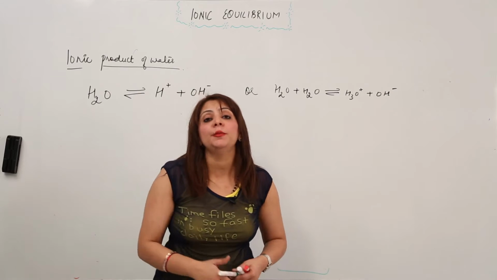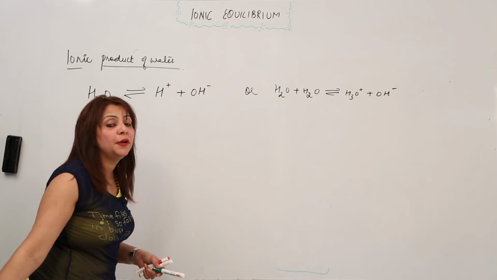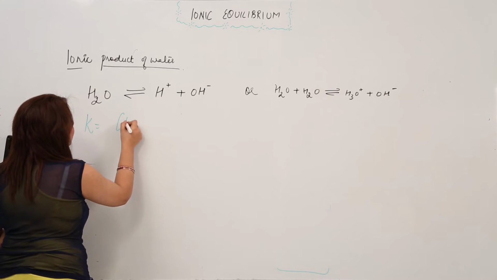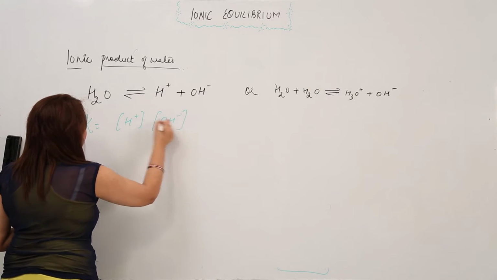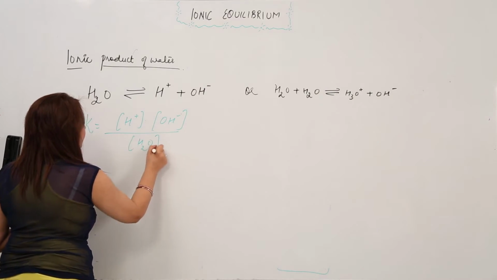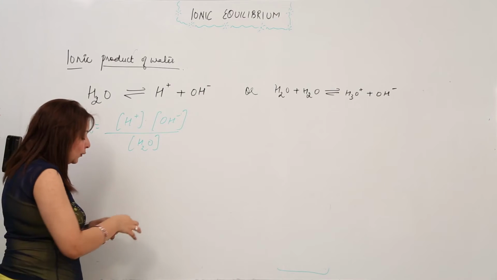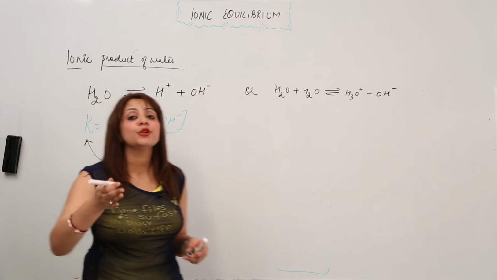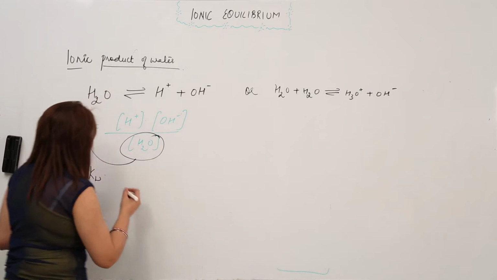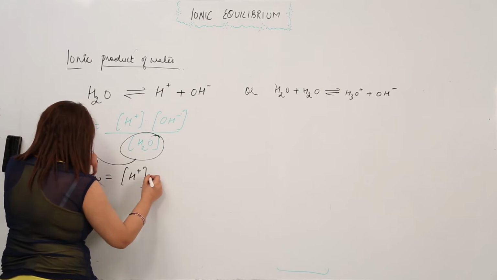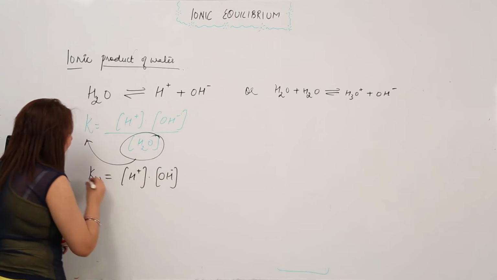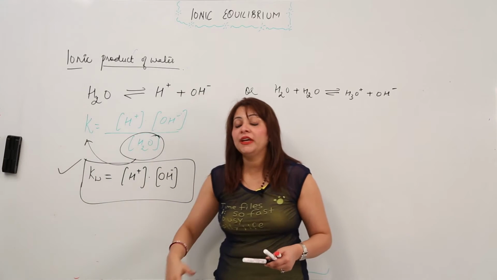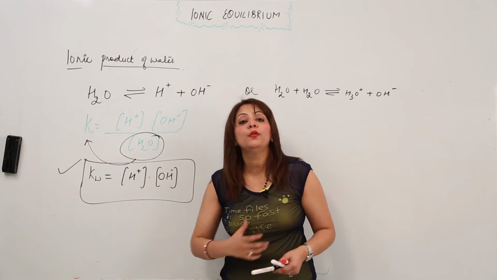Now, as we know, if there is an ionic equilibrium we can write an expression for it. So K is equal to the concentration of product divided by the concentration of reactant. Now when we multiply this H2O concentration with K, it becomes Kw, that is the ionization constant for water. So Kw is equal to the hydrogen ion concentration times the hydroxide ion concentration. This is the ionic product of water, or the way we write the ionization constant for water.